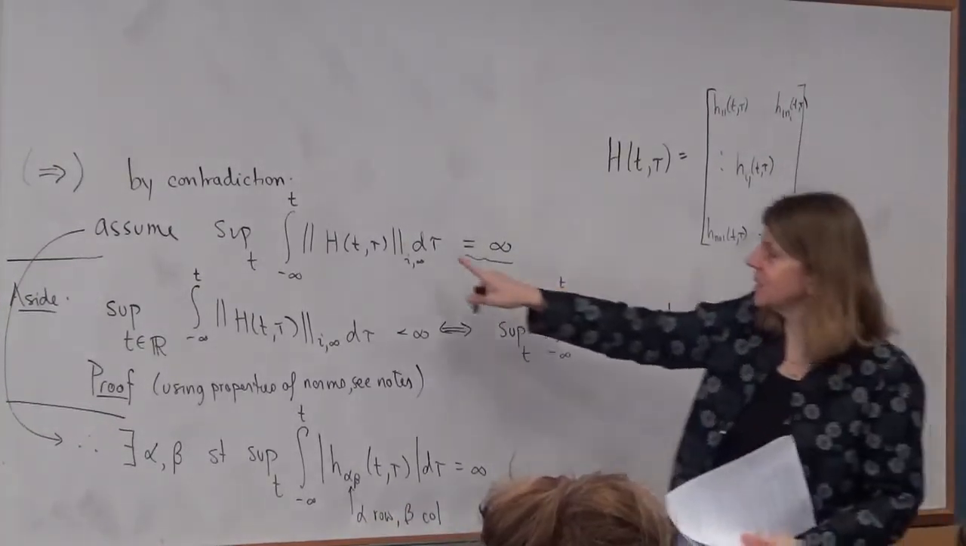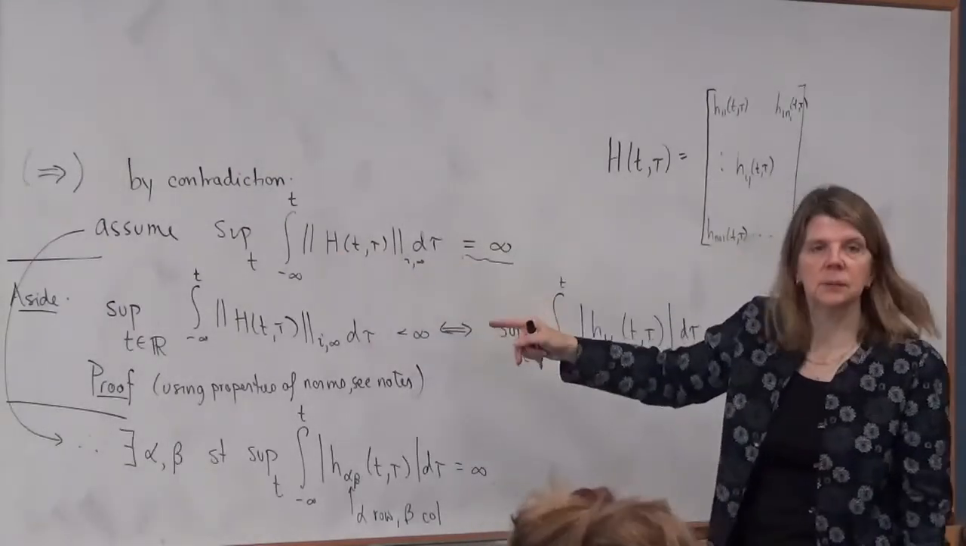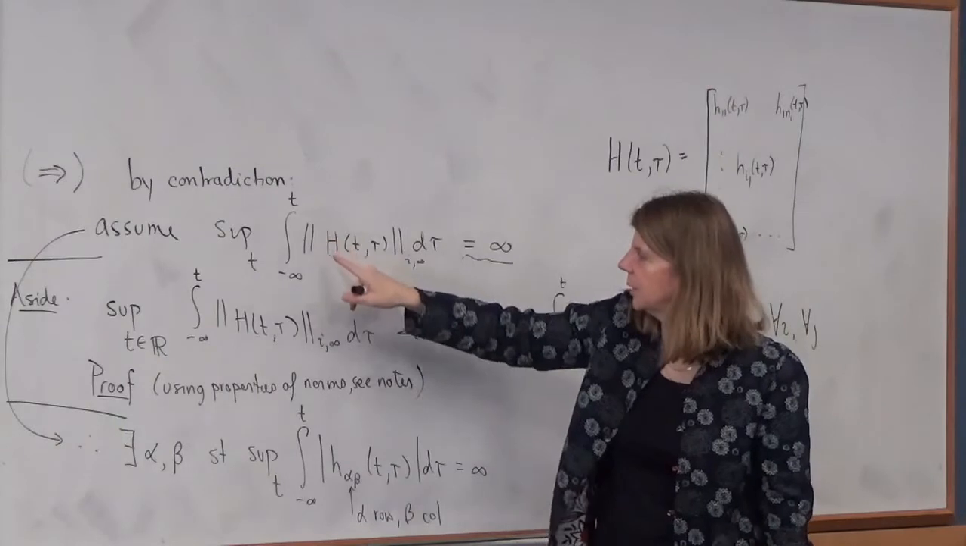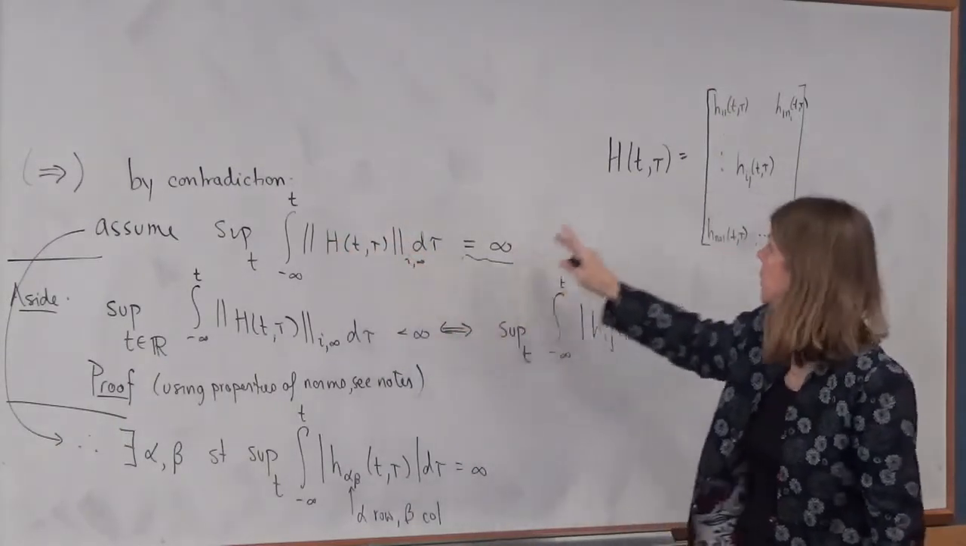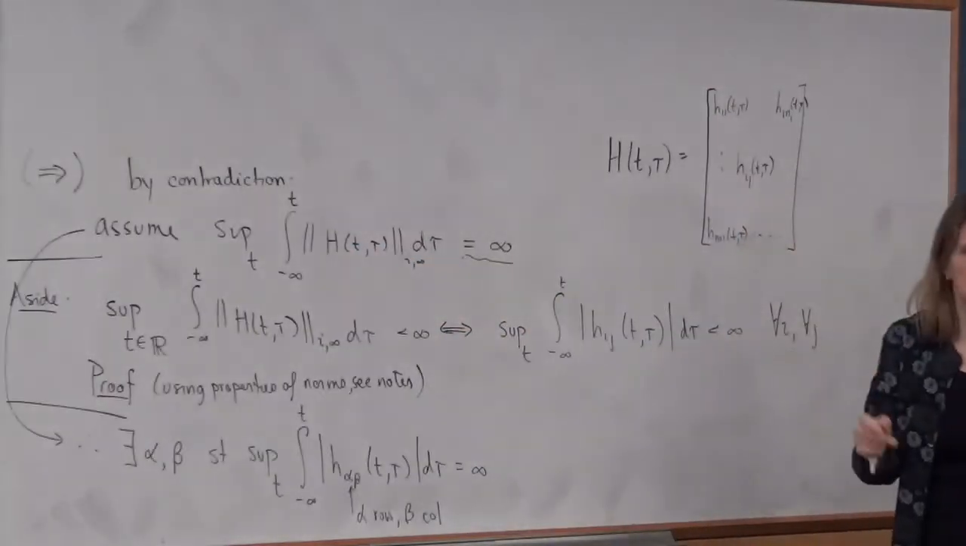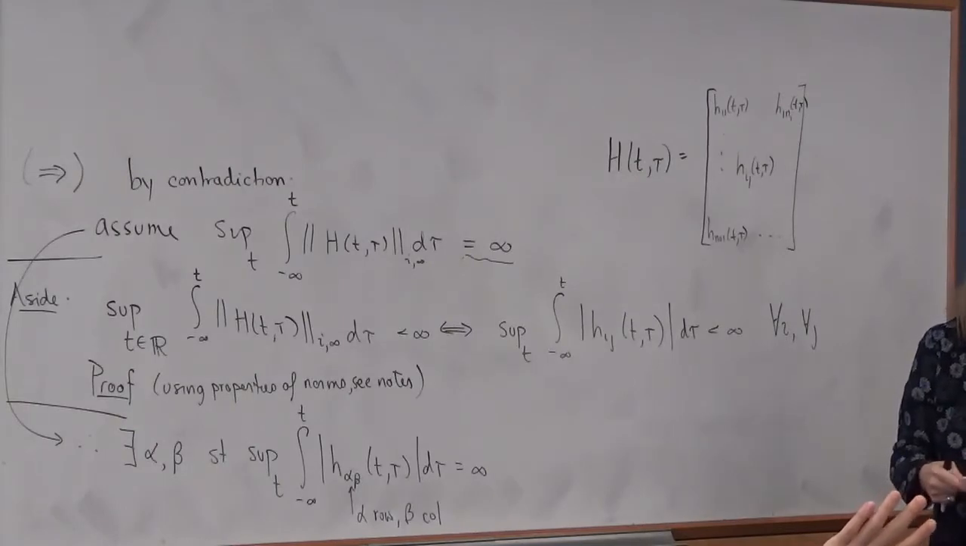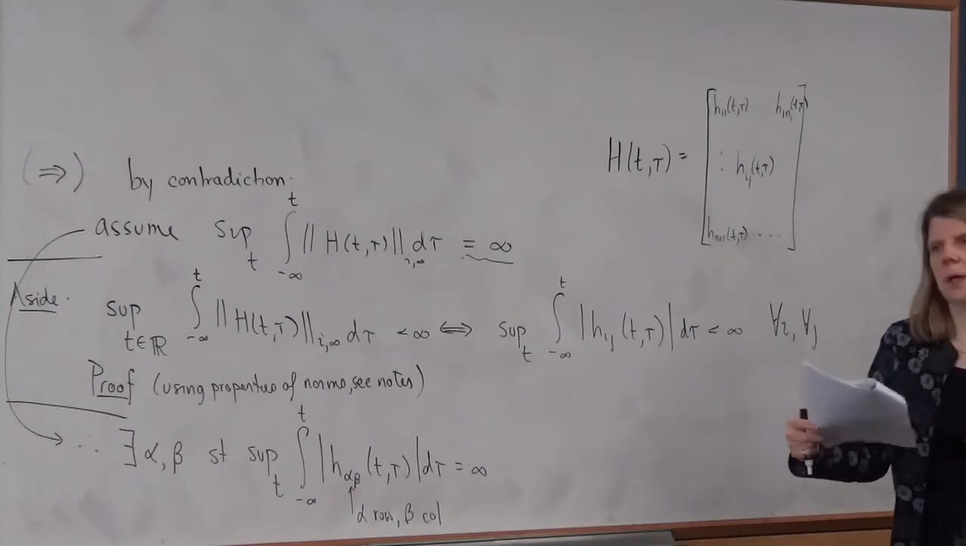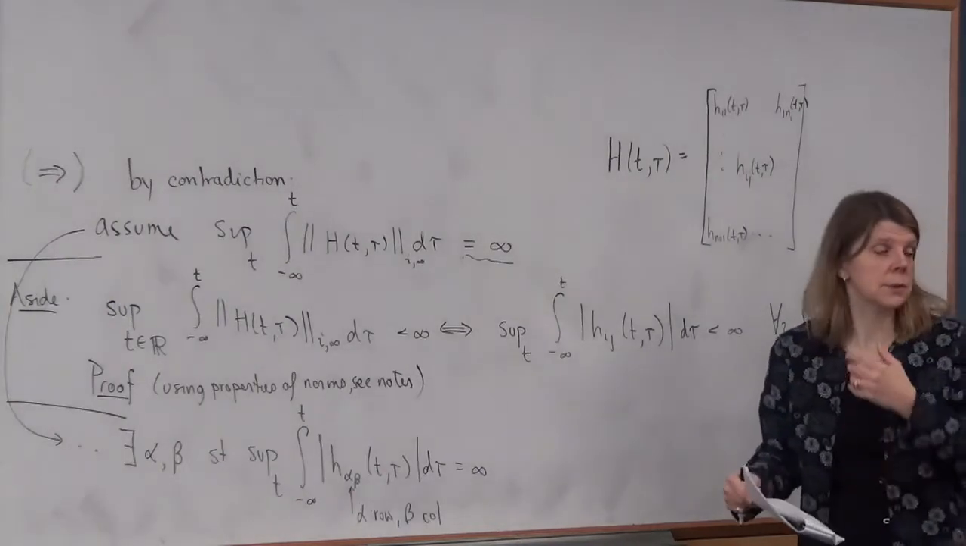So this is hard to compute in general. I mean, we're taking the integral from minus infinity to t of the norm of this matrix. It's a time-varying matrix. Again, it's something that's hard to compute. But it enables us to have a proof technique for more specific systems, which we'll see right now.